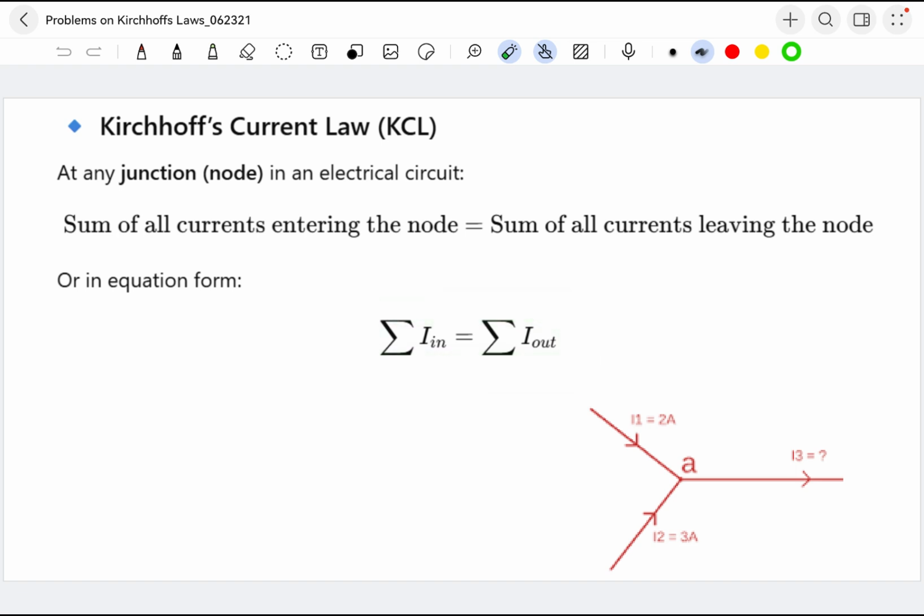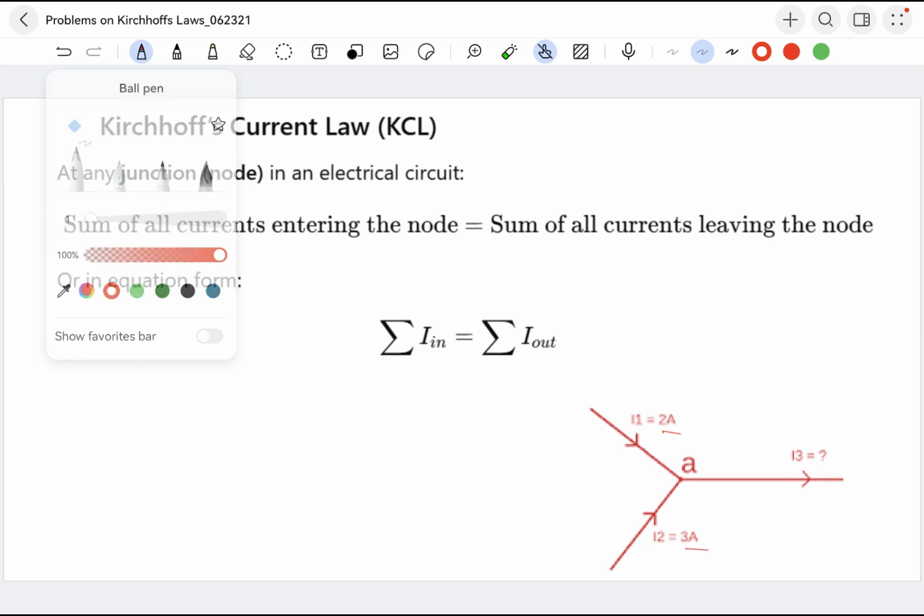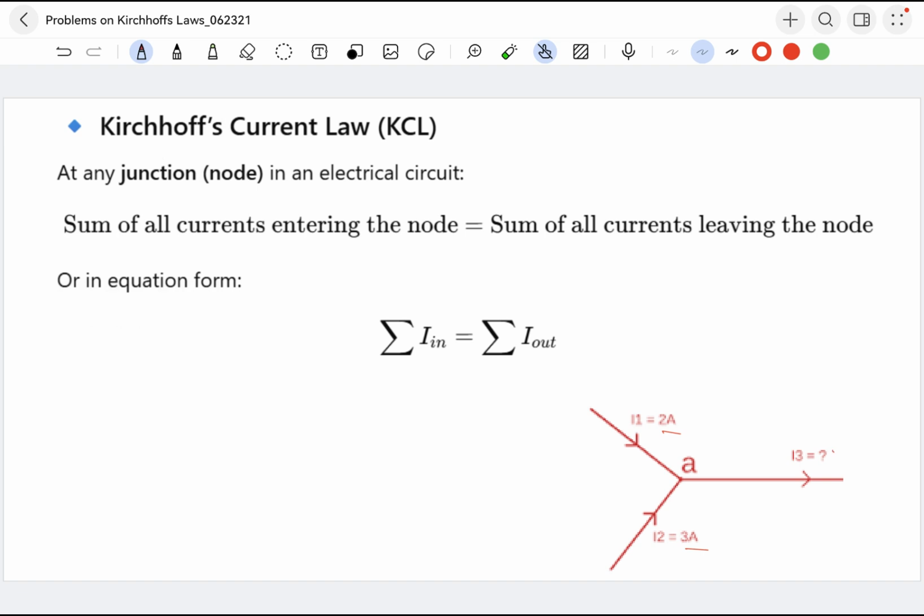Look at a simple problem. This is a junction A. The currents which are entering the junction are I1 and I2. I1 is 2 ampere, I2 is 3 ampere. In this, we have to find how much is I3. It is very simple, so we can easily calculate. First of all, 2 and 3 are entering the junction. Entering the junction is equal to leaving the junction. So 2 plus 3, which is equal to 5 ampere, is the current leaving the junction. That's it.